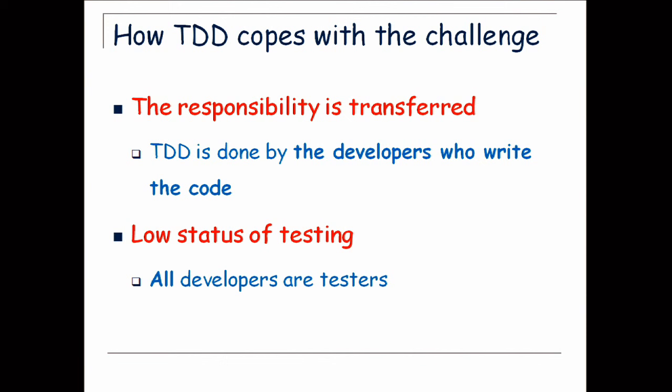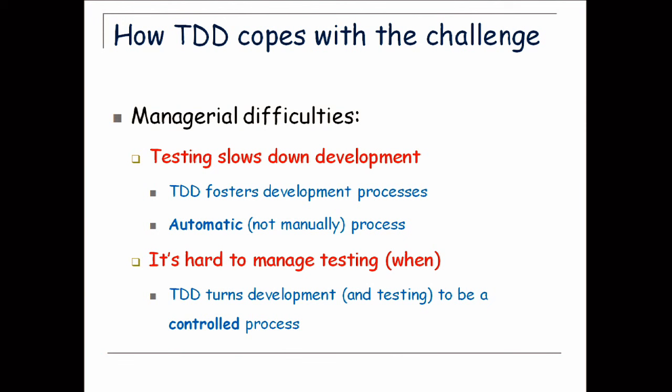The next argument was that the responsibility is transferred to some other department, but here it is not transferred because each developer, each engineer tests his or her code, so no responsibility can be transferred. Low status of testers vanishes also because all developers do testing. They test their own code. From the managerial perspective, we have evidence now, and we saw at the beginning the results of Agile projects, that Agile software development, which includes testing, TDD, in most cases improves, accelerates the time to market.